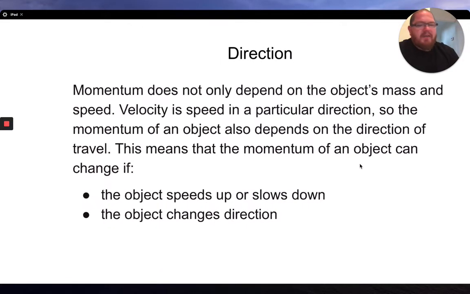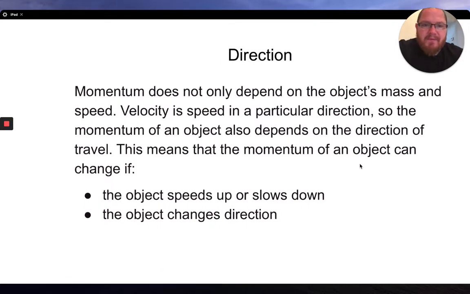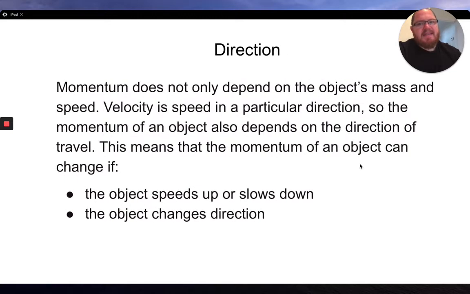Okay, so I mentioned direction and vectors before. Now it says there, momentum does not only depend on the object's mass and speed, but, really interestingly, on the direction. So the momentum of an object also depends on the direction of travel. This means that the momentum of an object can change if the object speeds up or slows down, or the object changes direction. And we'll see that now as we come into practice.